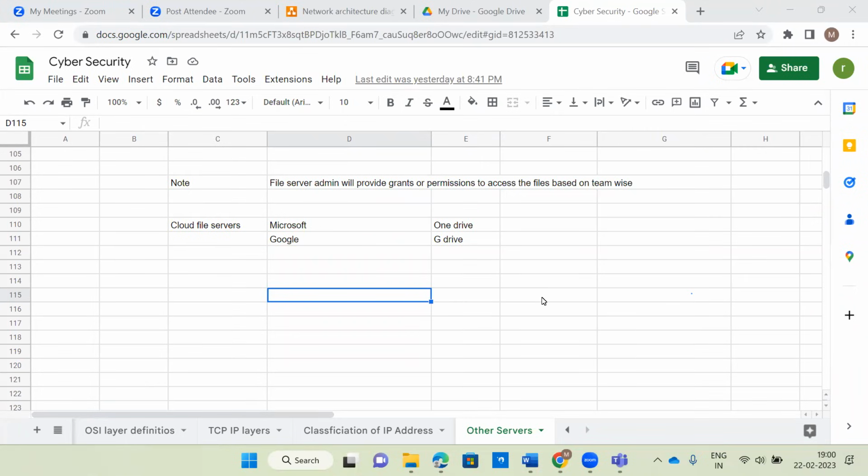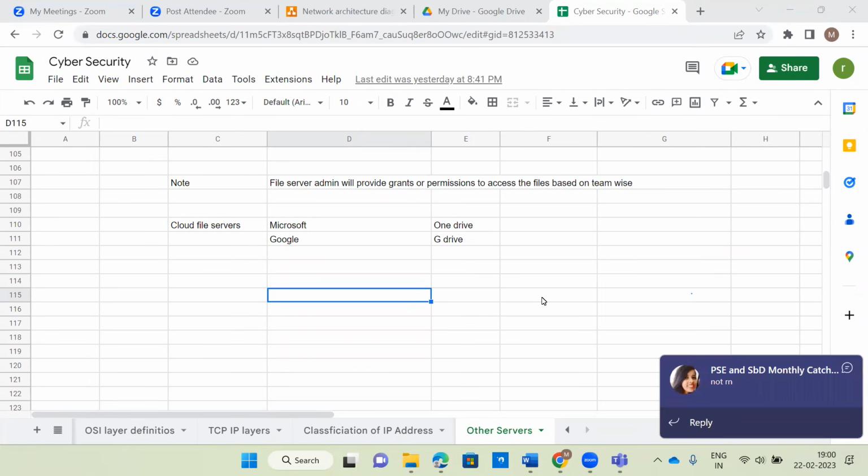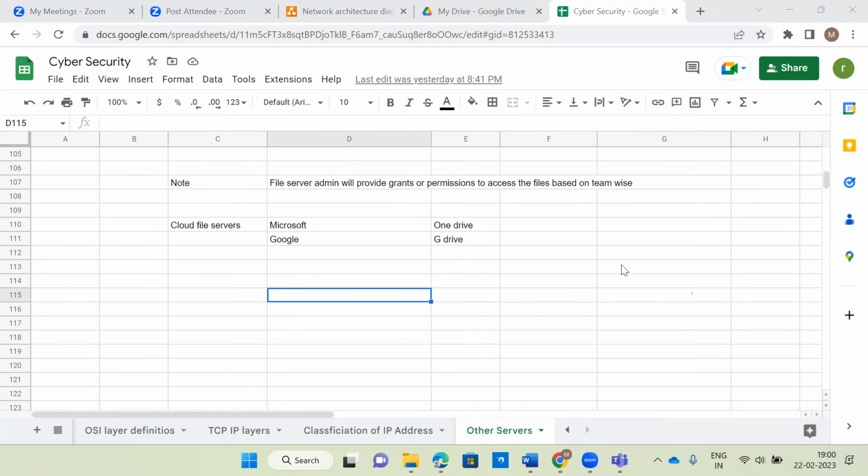So in the last class, we have seen a couple of servers. Those servers are Active Directory, domain controller, and also we have seen the file server, then database server and application server. And also in our existing class, we discussed DNS and DHCP. So that is prior to yesterday's class.